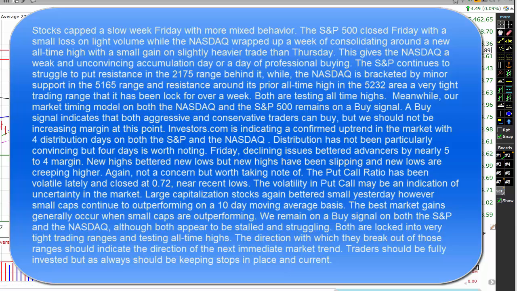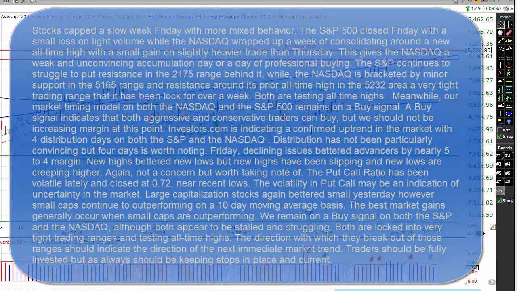We remain on a buy signal on both the S&P and the Nasdaq, although both appear to be stalled and struggling. Both are locked into very tight trading ranges and testing all-time highs. The direction that we break out of those trading ranges should indicate the direction of the next immediate trend in the market. Traders should be fully invested, but as always, should be keeping their stops in place and current.